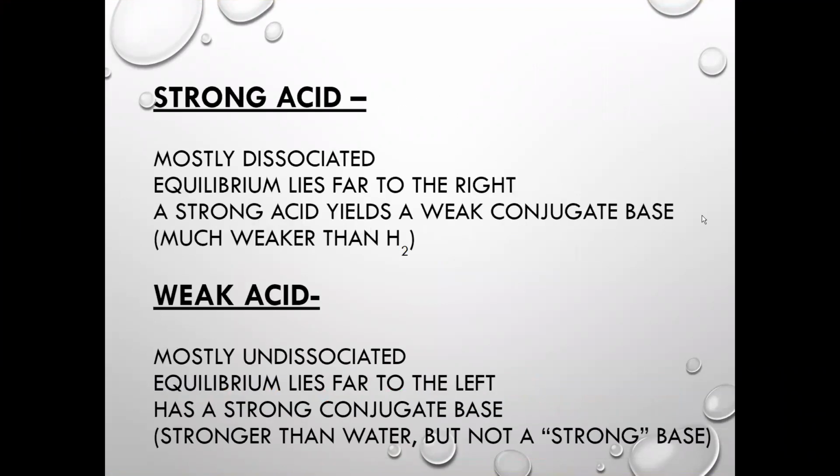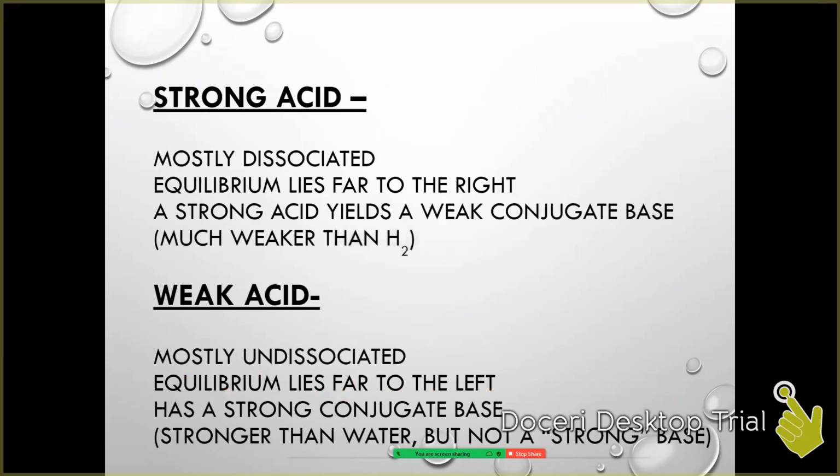All right. So a strong acid mostly dissociates. The equilibrium lies far to the right. A strong acid yields a weak conjugate base, much weaker than H2O. H2O is amphoteric. We'll write that down in a minute or somewhere here in your notes. That means it can act as an acid and a base.